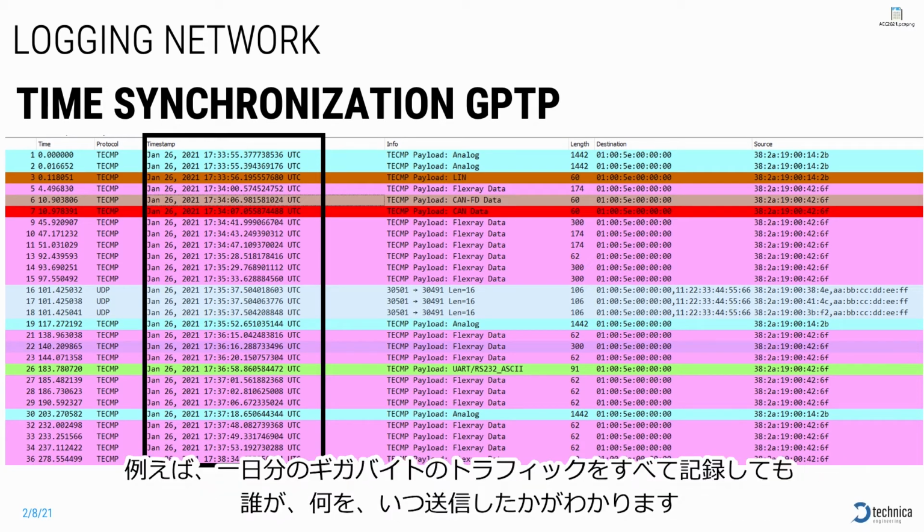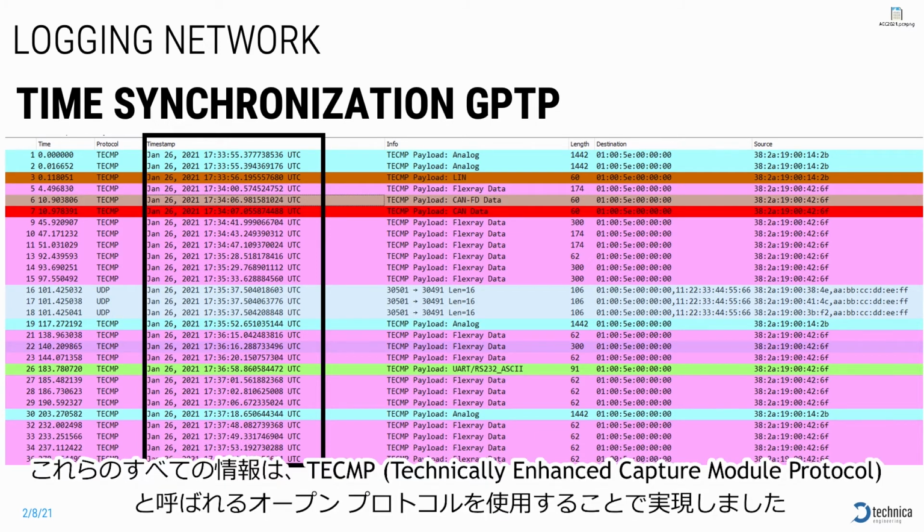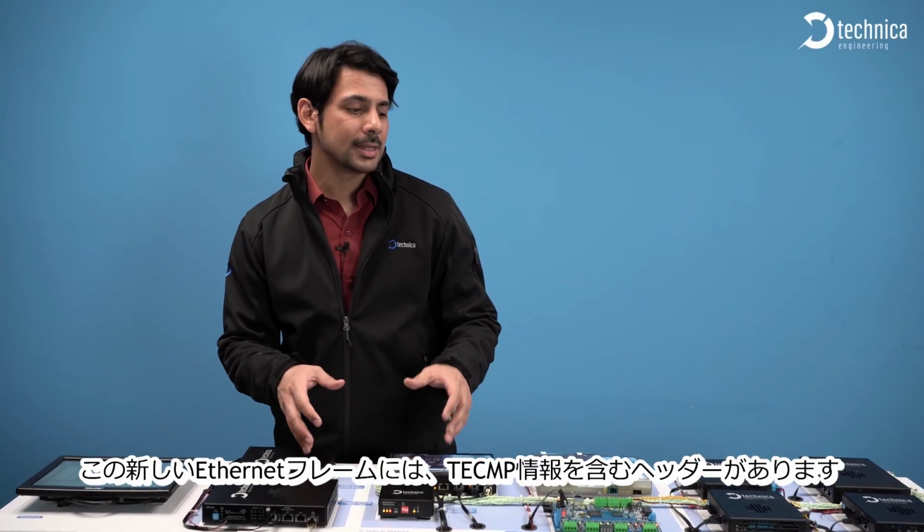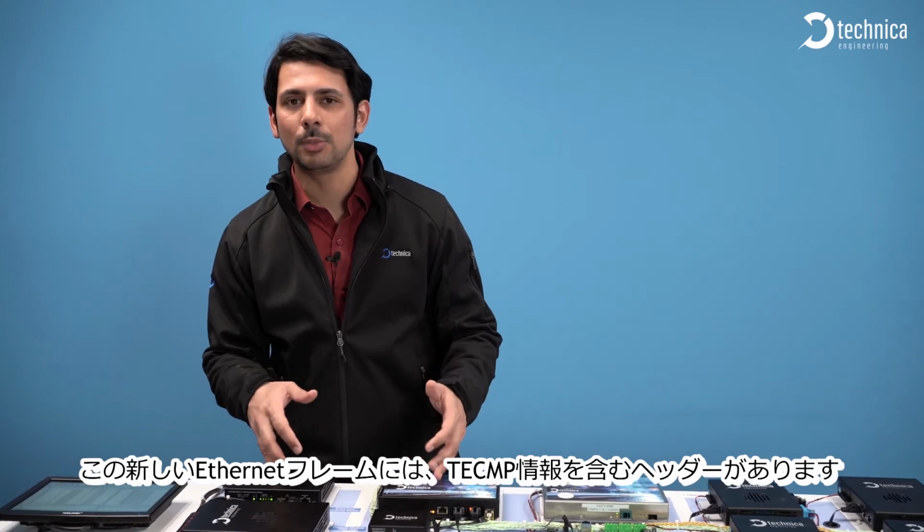And this is the beauty of it, because at the end of the day, you're logging all this traffic, chunks of gigabytes of data, and then you know who sent what when. All this information is logged in using an open protocol called TECMP, Technically Enhanced Capture Module Protocol. Now the beauty of this protocol is it can encapsulate LIN, CAN, FlexRay, Ethernet, serial communication, analog communication into an Ethernet frame. This new Ethernet frame has a header which has TECMP information.